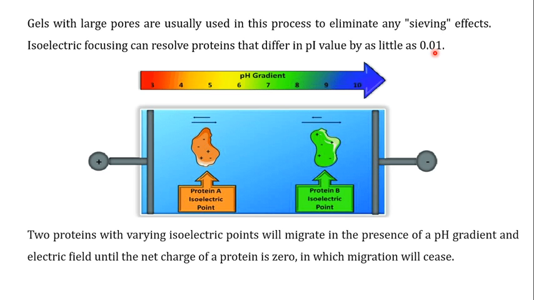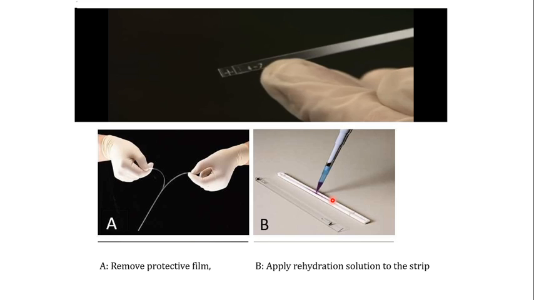Now the isoelectric focusing can resolve proteins that differ in isoelectric point value by as little as 0.01. So this is actually just a single example, the way the two proteins stop moving when they reach their isoelectric point. Now this is the IPG strip.